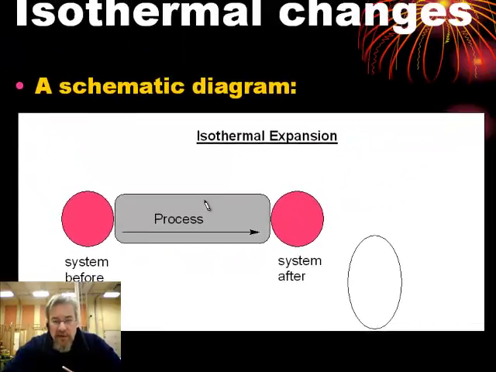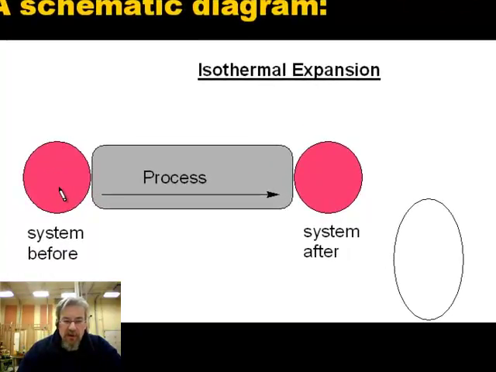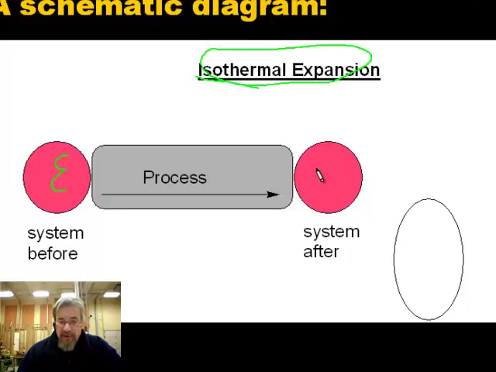There's another way that we can think about these processes with this schematic diagram. We're going to see a number of these. We have a little pink circle here that represents the system before the change. It has a certain amount of energy. We're going to call that E. This little blue rectangle represents the process. In this case, the process is an isothermal expansion. This represents the system after the change. And after the change, there will be whatever E was before plus a delta E, if there is one.